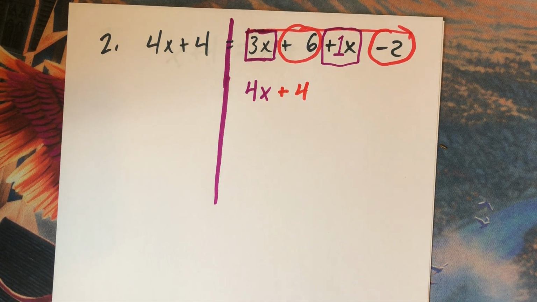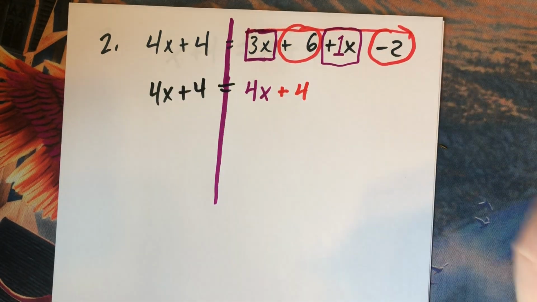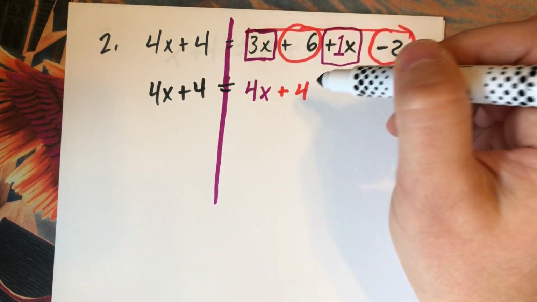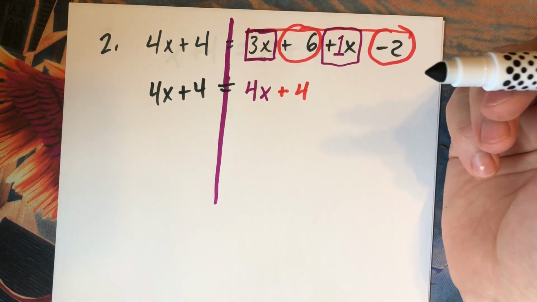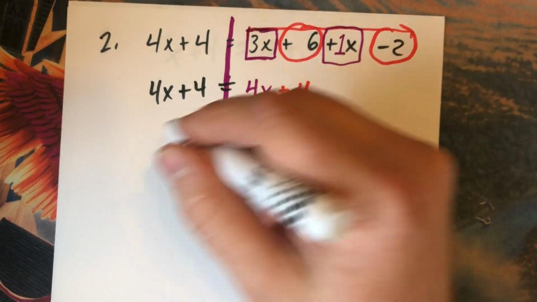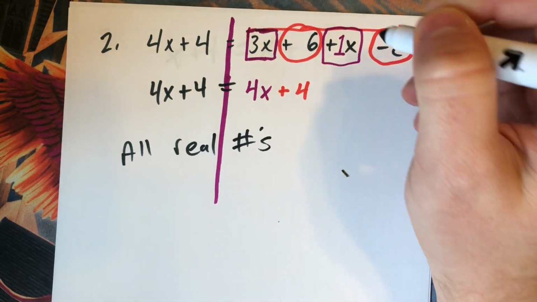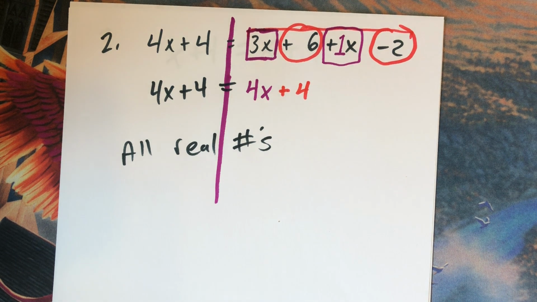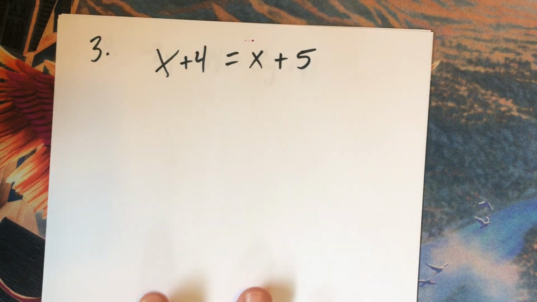Oh, interesting. We got the same situation as last time. 4x plus 4. Those two things equal each other. If they ever exactly equal each other, well, x can be anything then, and they'll be the same thing. So this is another one where we can say all real numbers. All right. So I wanted to look at the weird cases first. These are rare. This doesn't normally happen.